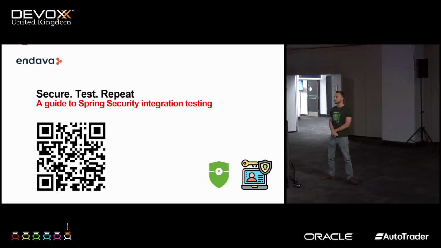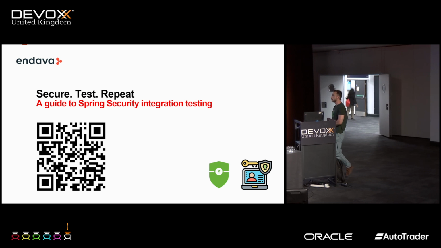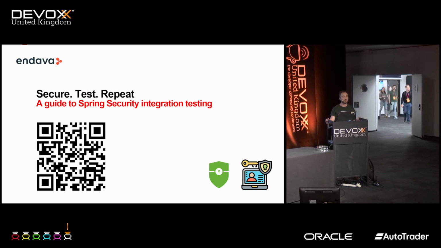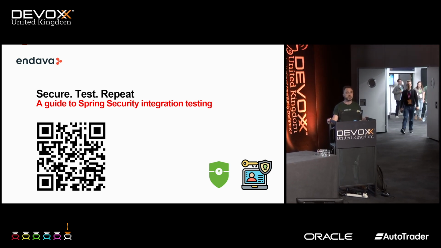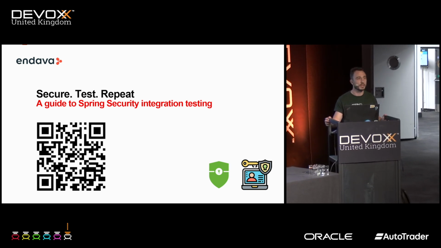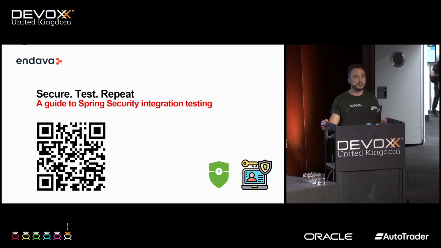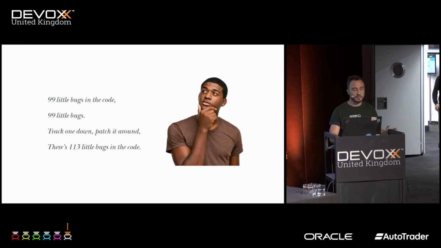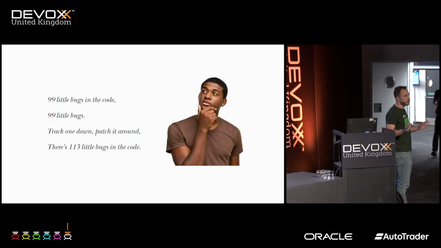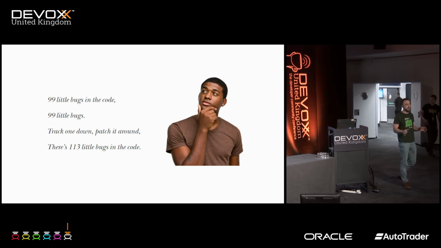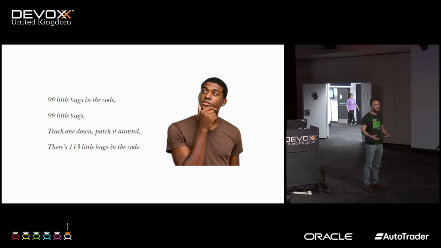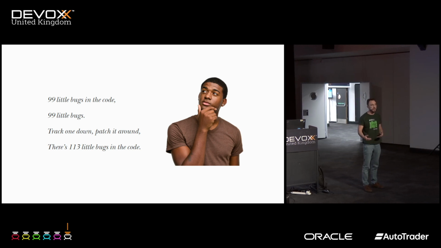So we're going to talk today about writing integration tests with Spring Security. You will learn which are your choices and what we should be aware of when we write the tests for our authorization configurations. I chose this presentation because, well, you write code and the thing that happens is you introduce bugs, and I'm pretty sure you all know this.